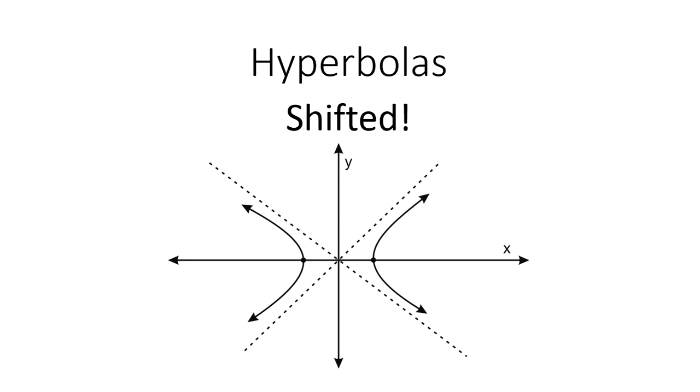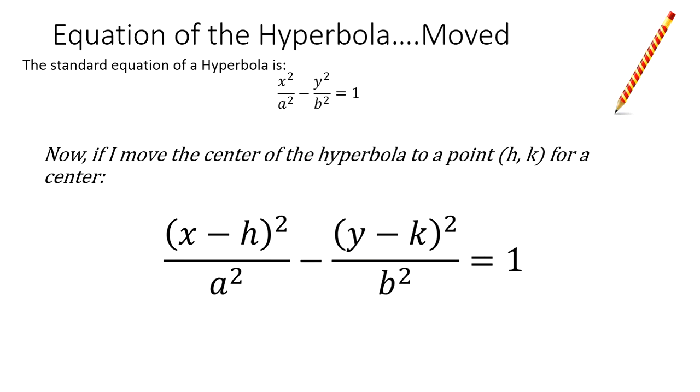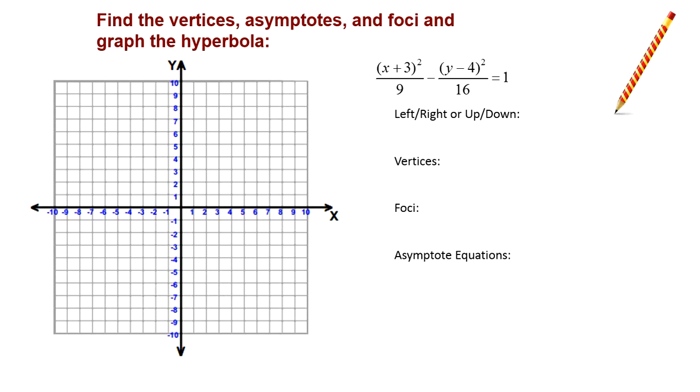So you're first going to want to have out your notebook today and those little graph squares I gave you again. So the equation of the hyperbola when it's been moved. We already had the standard equation of a hyperbola: x squared over a squared minus y squared over b squared equals 1. Now if I move the center of this hyperbola to (h, k), I'm going to have (x minus h) squared over a squared minus (y minus k) squared over b squared equals 1. So these are going to look a little different than what they did before. Let's graph a couple of hyperbolas.